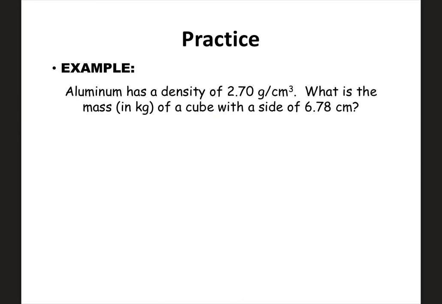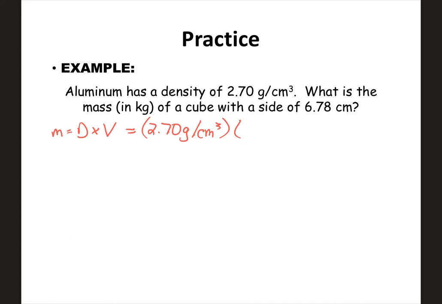So our last example here has us looking at aluminum. It says aluminum has a density of 2.70 grams per centimeters cubed. It says what is the mass in kilograms, so be careful of that, of a cube with a side of 6.78 centimeters. All right, so according to this problem, we're solving for the mass. So we have to use the M equals equation. So you need to know mass equals density times volume. So we plug in. We have the density of 2.70 grams per centimeters cubed. Remember, you do need to watch your units here.